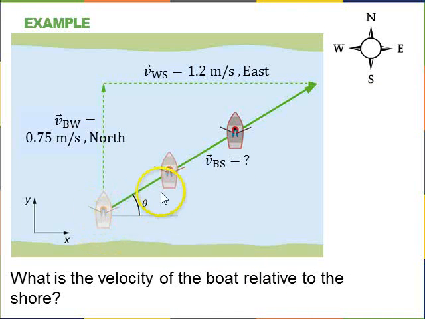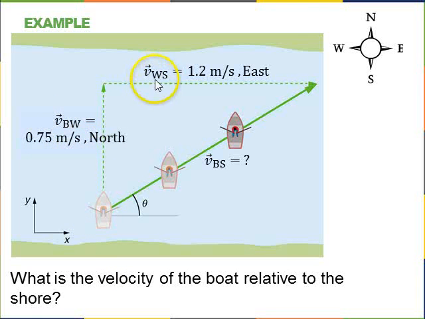You've got a boat which is heading north across a river, and the river is flowing east. And the question is, what's the velocity of the boat relative to the shore? So the way we look at this is we say the velocity of the boat relative to the water is this 0.75 meters per second north. That's, I guess, when the engine is going on, the boat is pointing towards the north, and that's its velocity, what it would be relative to the still water.